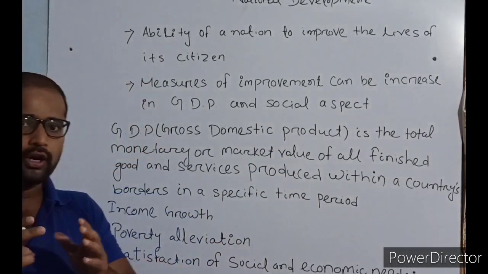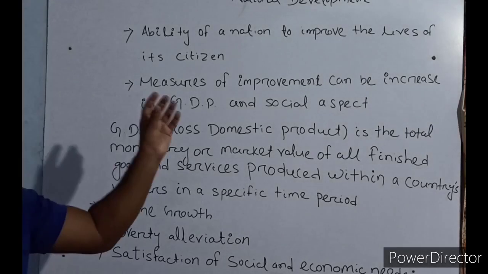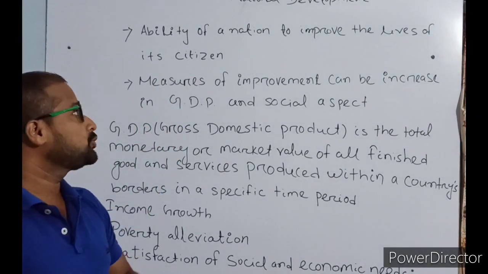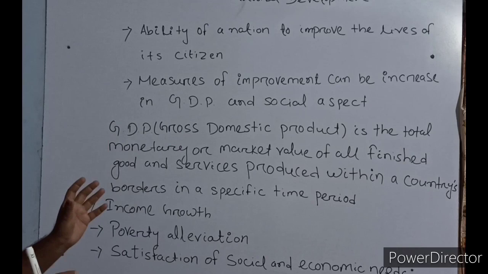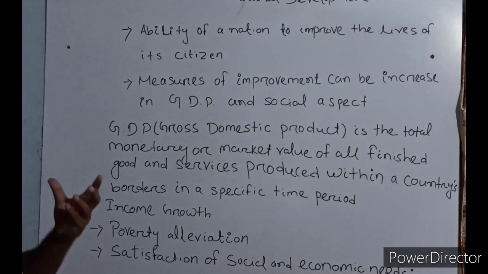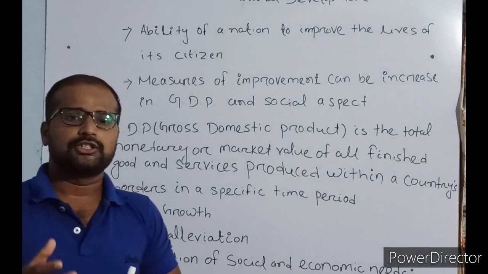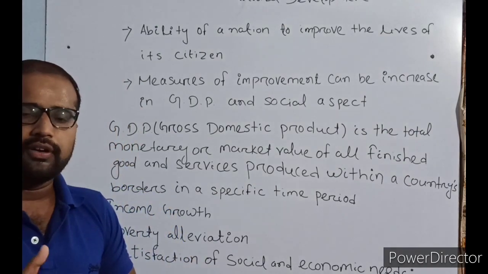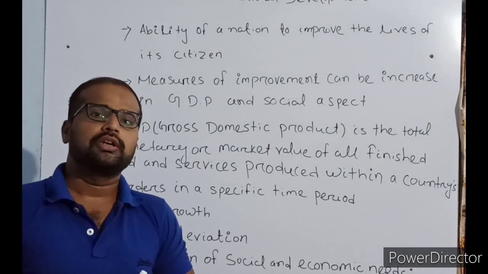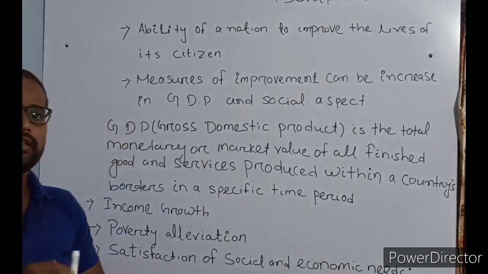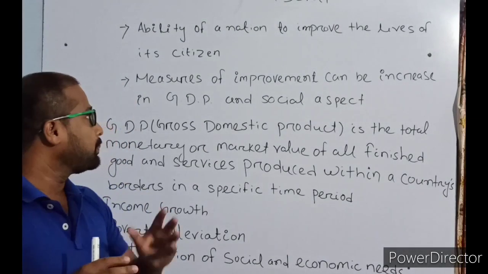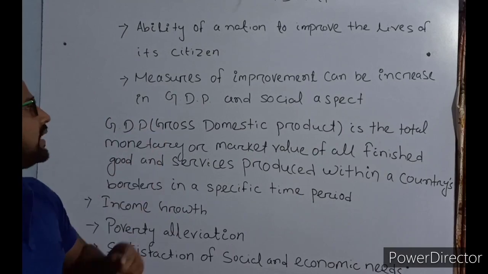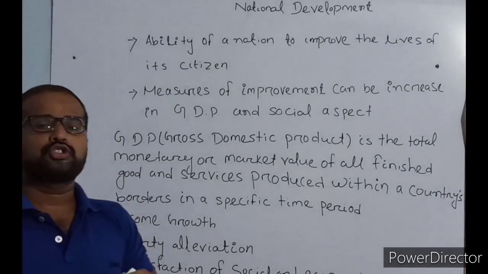First of all, when we talk about national development, the first and foremost important thing is that a nation has to develop the ability to improve the lives of its citizens, meaning how a citizen can get the maximum benefit from the nation. It is the utmost duty of the nation to satisfy all the wants and needs of a person. A measure of improvement can be an increase in GDP and social status.